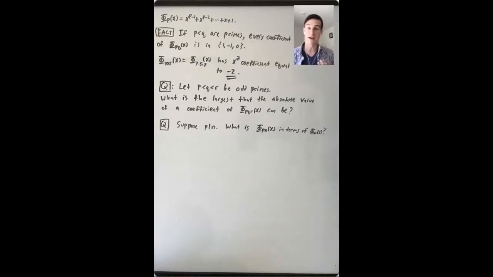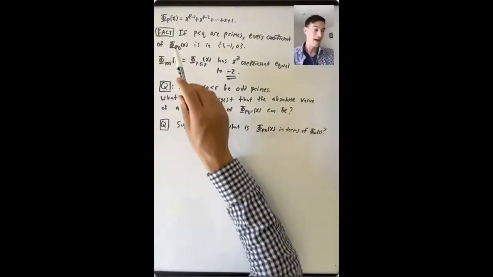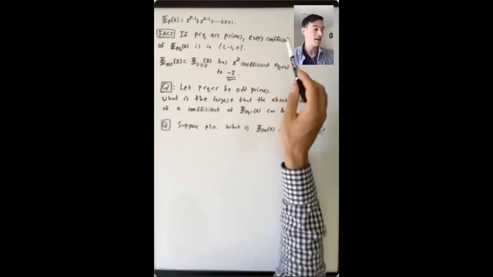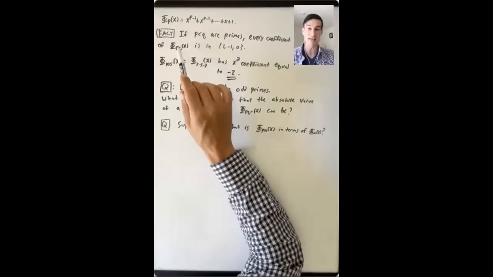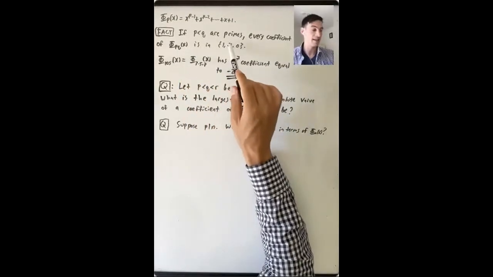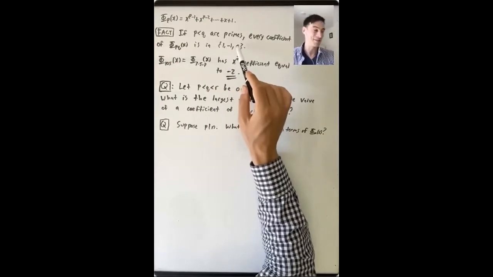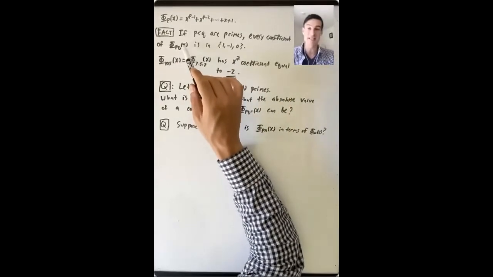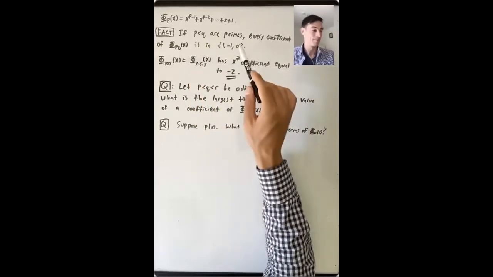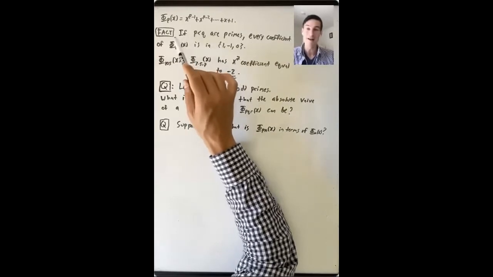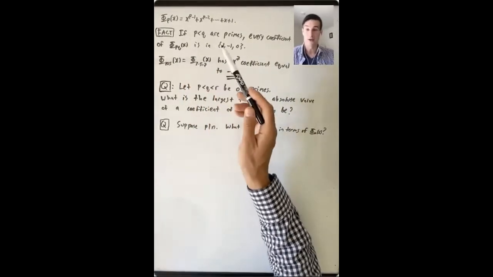What if you have a product of 2 primes? And it's a fact that if p less than q are primes, every coefficient of the pqth cyclotomic polynomial is in the set 1, -1, or 0. If you go back, you'll see that this is true, for example, for the 6th cyclotomic polynomial. So this is something you could try to prove for yourself. It's a little bit tricky, but I encourage you to think about it. But this result is well known.